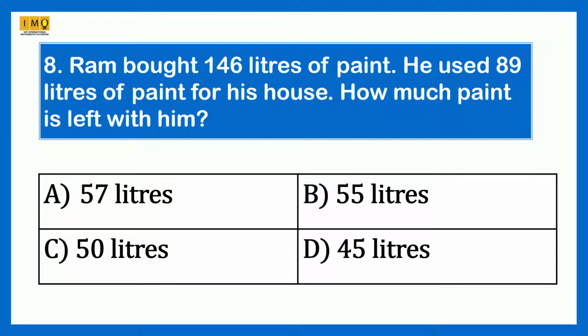Ram bought 146 liters of paint. He used 89 liters of paint for his house. How much paint is left with him? To find the amount of paint that is left with him, we need to do subtraction. So 146 minus 89 will give the amount of paint that is left with him. 146 minus 89 is equal to 57. So the answer is option A, 57 liters.